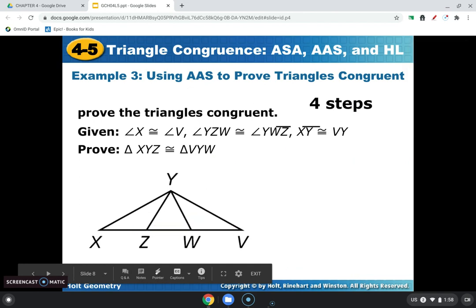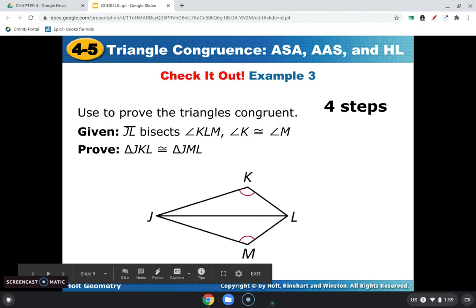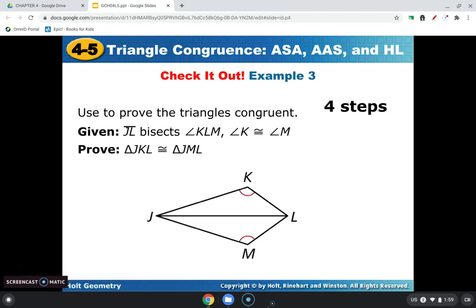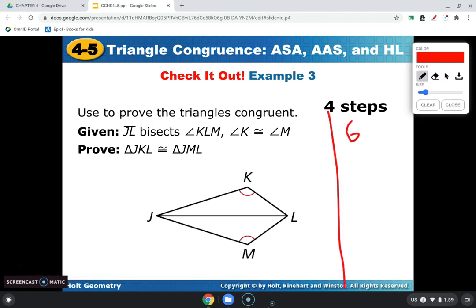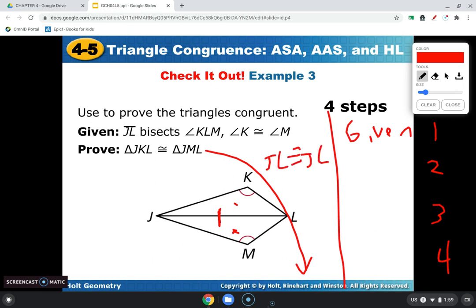All right, let's try another one, a little better one here. Use this to prove the triangles congruent. We got 4 steps again, so I'll do that. There's our givens right there, and then what we're trying to prove comes last. So we've got 1, 2, 3, 4. Well, we're trying to prove this triangle and this triangle congruent. Got a real easy one staring at us. JL is congruent to itself. Anytime we take that, that's called the reflexive property.